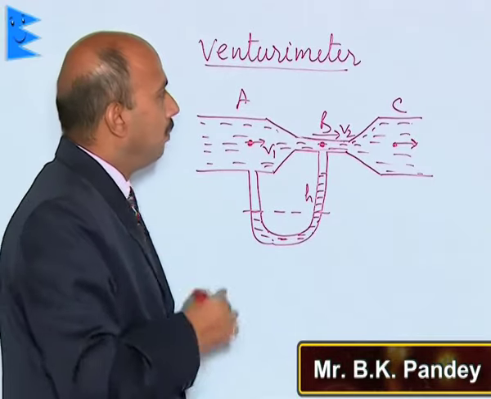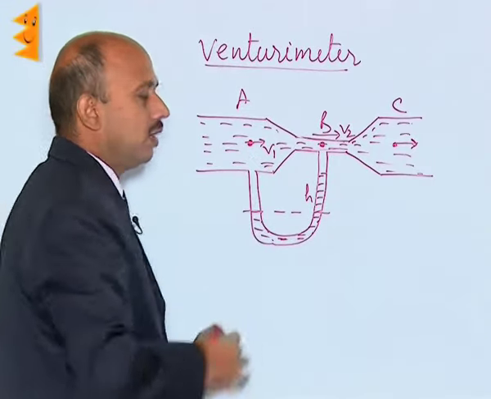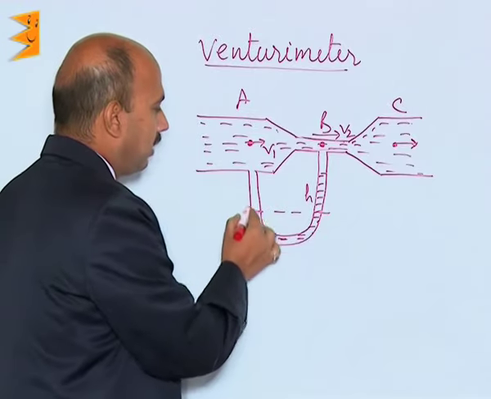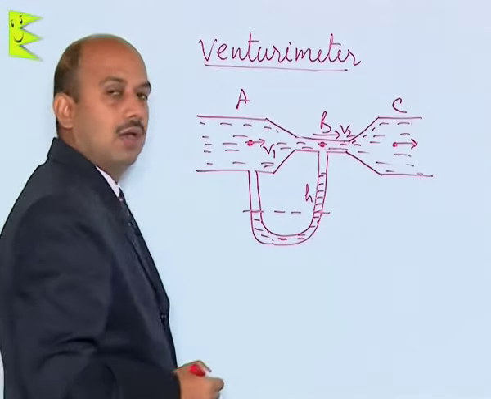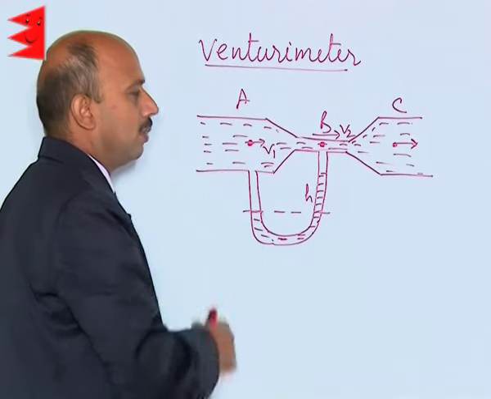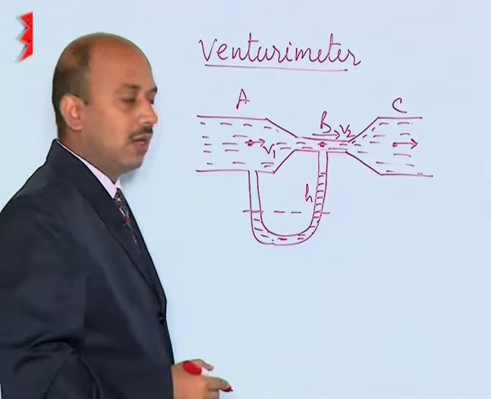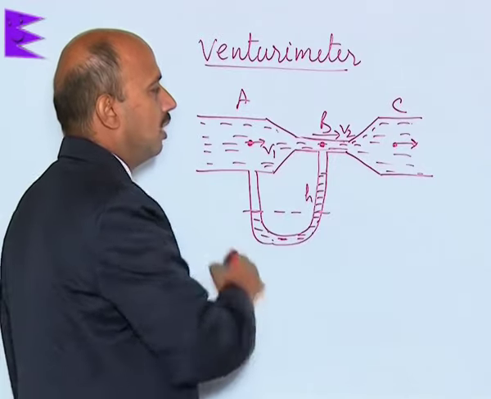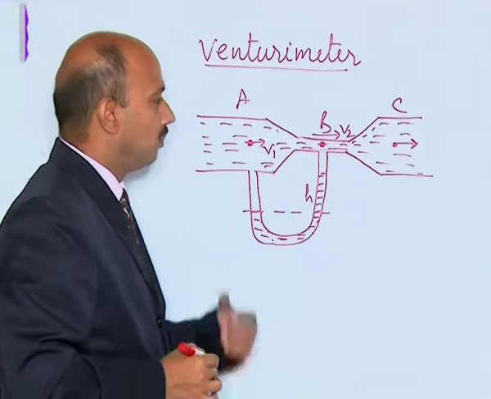Now if we want to measure the pressure difference at these two points, a manometer is connected here. One end of the manometer is connected to the pipe A, which is the wider one, and the other end of this manometer is connected to the point B, which is the narrow one.